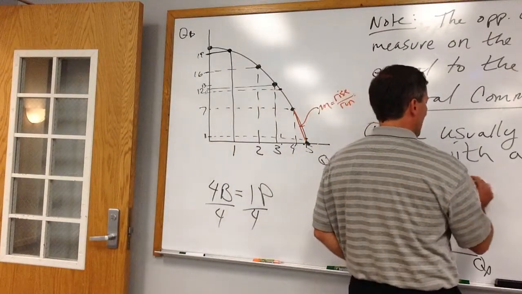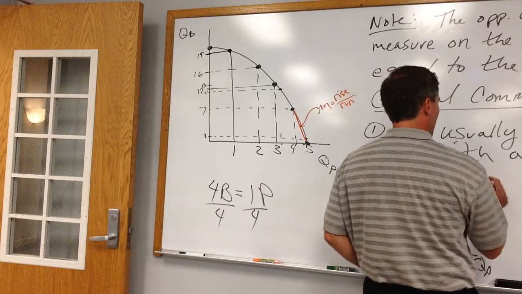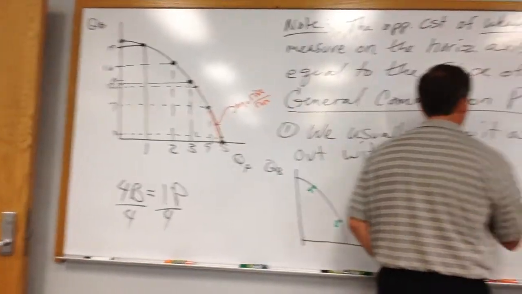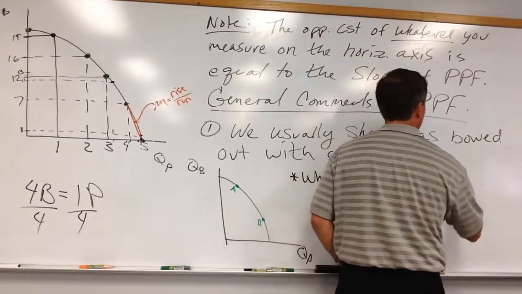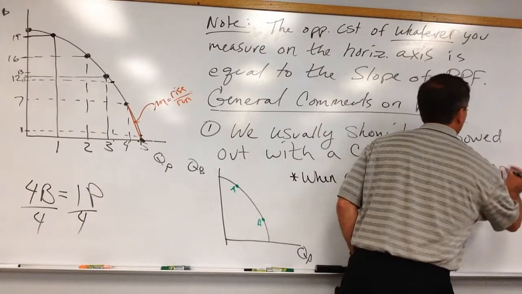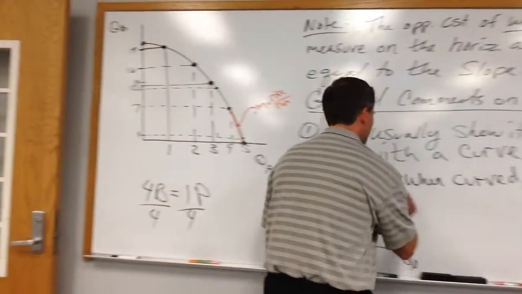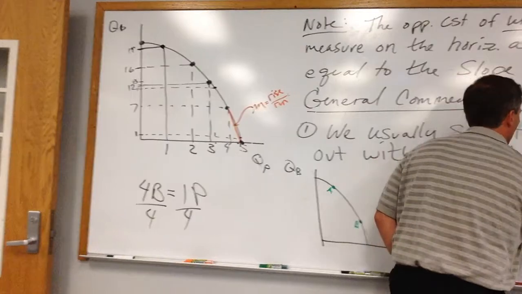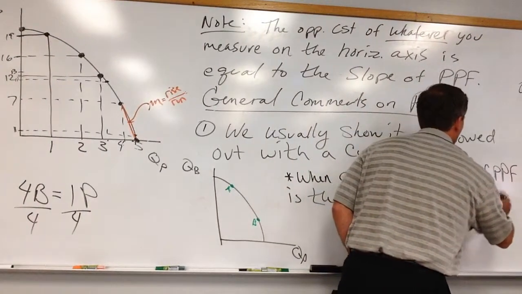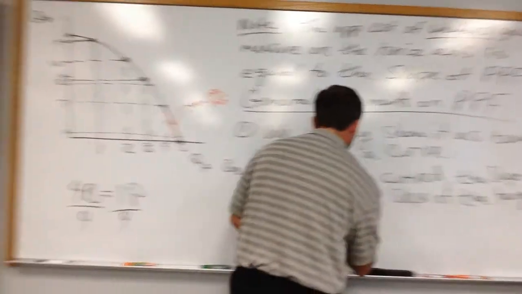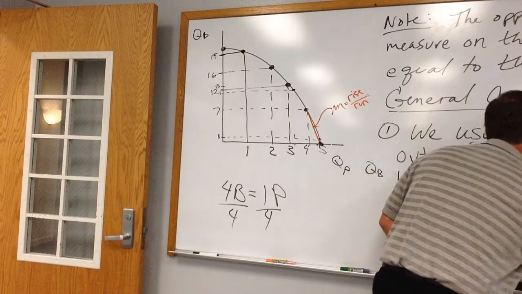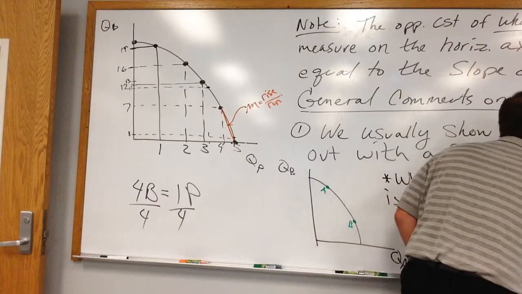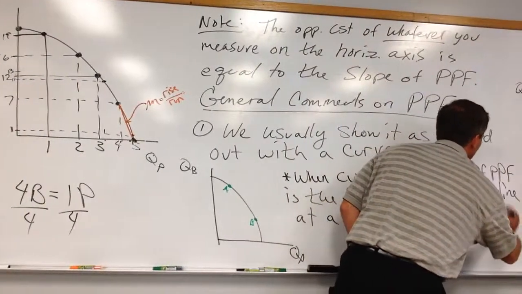So when curved, the slope of the PPF is the slope of the tangent line at a single point along the production possibilities frontier.